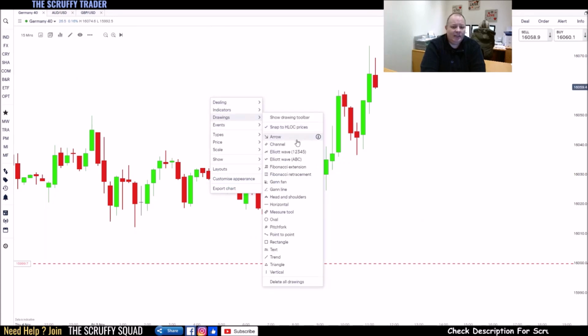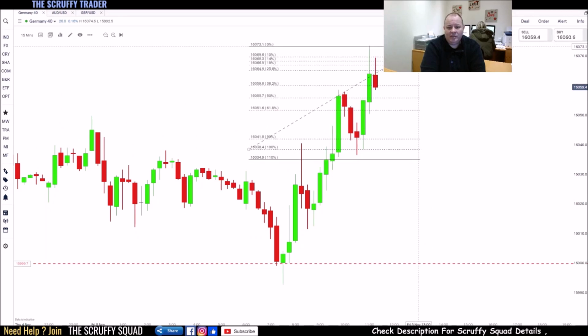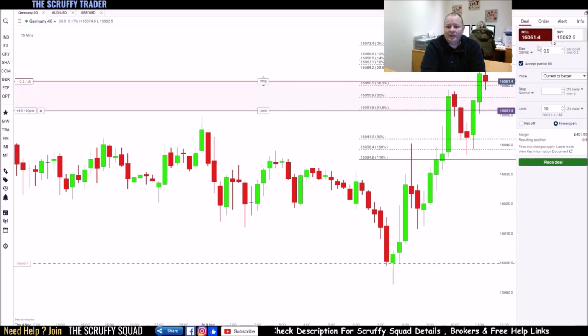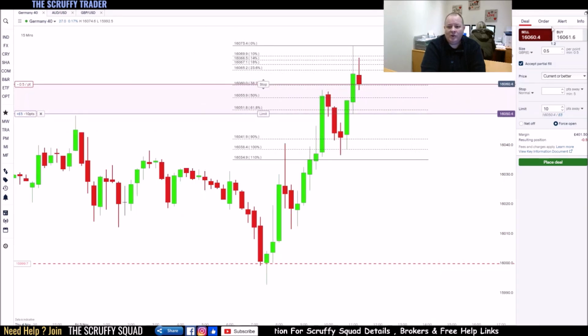So all I need to do is map this out. There's the start of the move, and that is up to there. It's just cracked the 38, so I can sell this. Now, I haven't got a lot of money on this because I'm just using the small account.